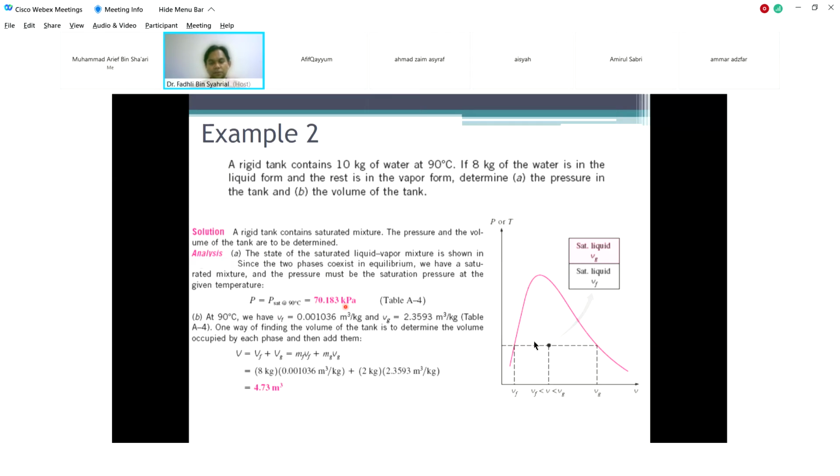As I said just now, the question seems very difficult to solve, but if we have the diagrams, then they will help us to find the answer. We have the answer for pressure for part A, and then for part B, find or determine the volume of the tank. For the case of volume, look back to our diagram. The volume of this point is small v, the specific volume. We already learned this in the previous slide.